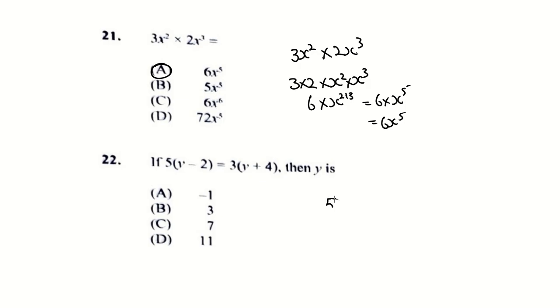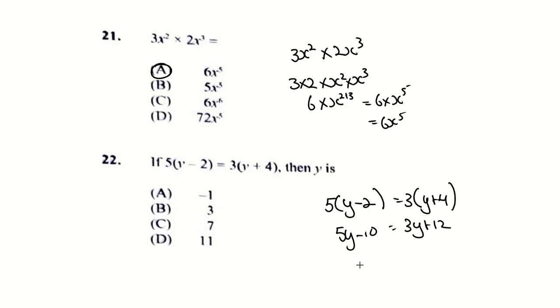This one is 5 open bracket y minus 2 close bracket is equal to 3 open bracket y plus 4 close bracket. Now you could just multiply it through and solve for y, or you could use the options. It's all up to you, whichever you think is fastest. I'm just going to solve for y. 5y minus 10 is equal to 3y plus 12. Carry this across, that would be 5y minus 3y is 2y is equal to 12 plus 10, which is 22, and I could clearly see y is equal to 11.